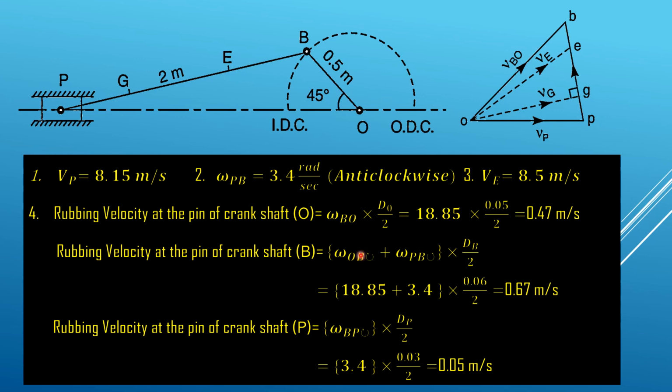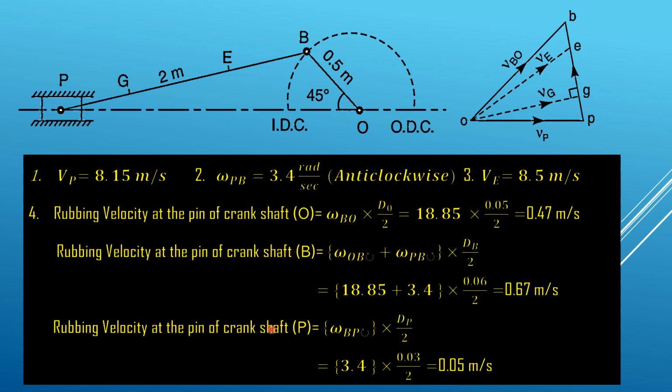So we put this value, and these two links BO and BP about that point B have different rotational speeds in different directions. So we have to find out the relative velocity. So this is the addition of these two values. Here we can add these two values, 18.85 plus 3.4, into the radius of the pin at B, that is dB by 2, that is 0.06 by 2. So we are getting a rubbing velocity at the crankshaft pin at B of 0.67 meter per second.